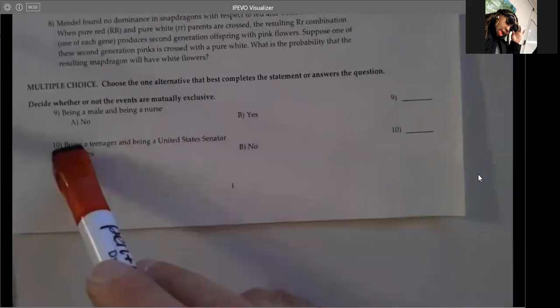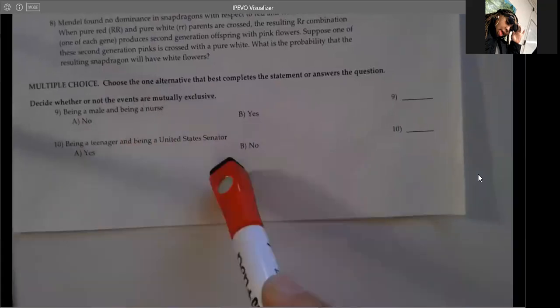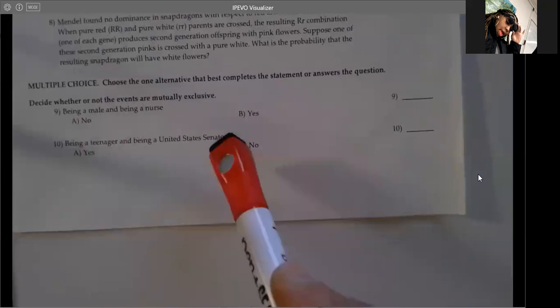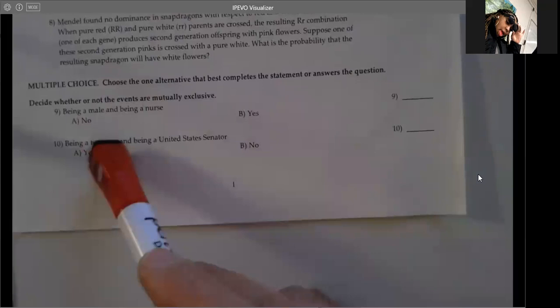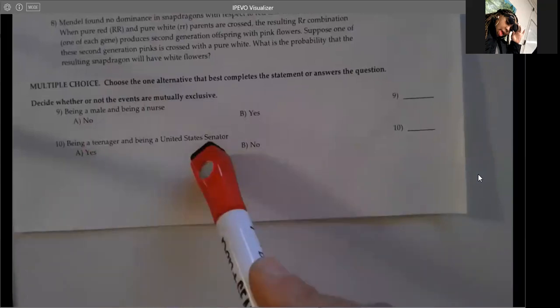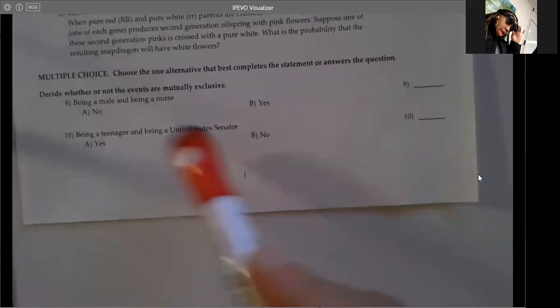So these two, male and a nurse, are not mutually exclusive because you can have both. Whereas being a teenager and being a senator, well, the minimum age is 21 to be a senator. So you can't be a teenager and a senator. So those are mutually exclusive. So that would be a yes.